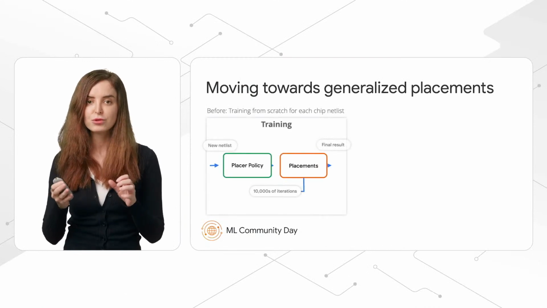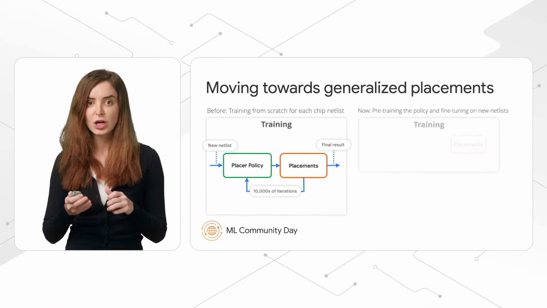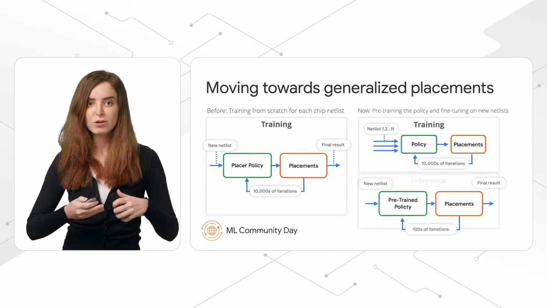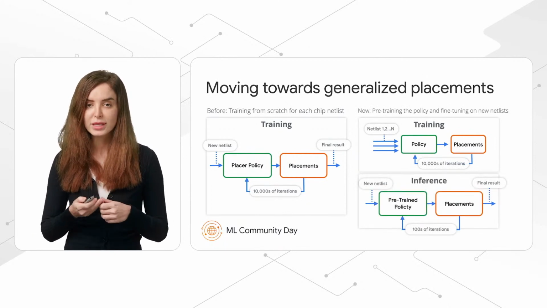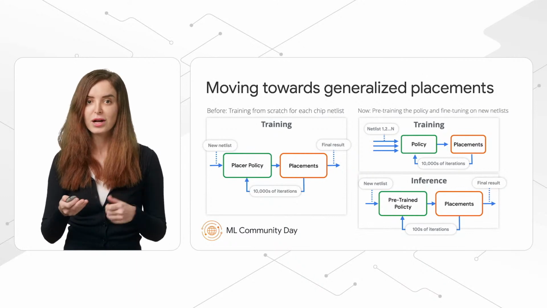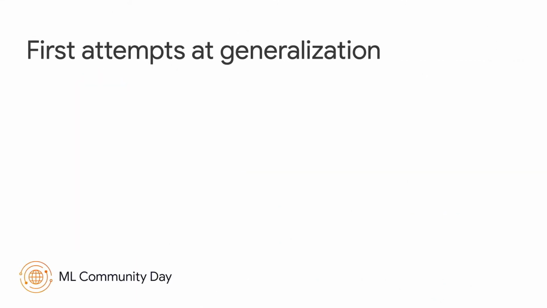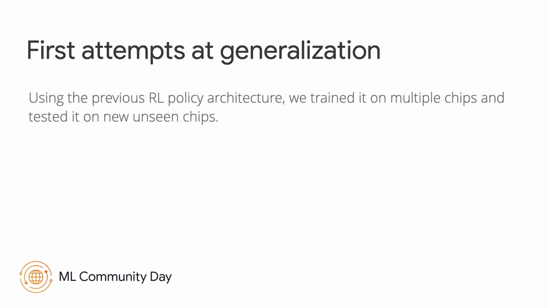So basically, we want to train policies on a set of chip blocks, and once they're trained, we want to use them to quickly generate a high-quality placement on unseen chip blocks. To this end, we started with just doing the most basic thing, and that was to train a policy on a family of chips and then use it right away on a new test chip. And that didn't really work well.